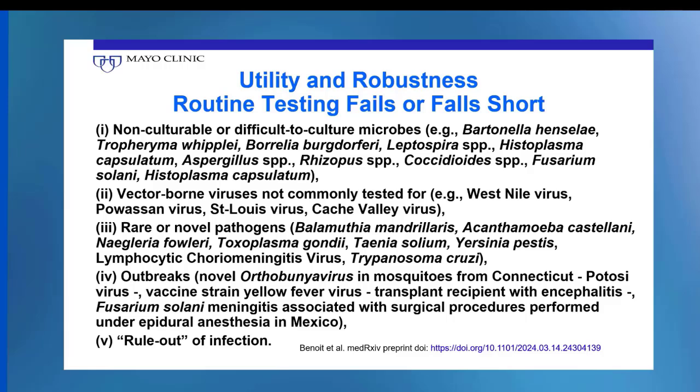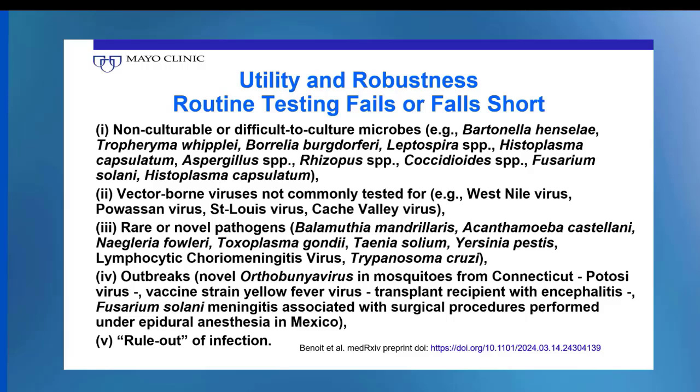The fourth is outbreaks, and I thought this was interesting as well. So they were able to find a novel orthobunyavirus in mosquitoes from Connecticut that's called Potosi virus. They also had CNS infection with the vaccine strain of the yellow fever virus in a transplant patient with encephalitis. And they were able to diagnose Fusarium solani meningitis associated with surgical procedures performed under epidural anesthesia in Mexico. And so these are maybe things that wouldn't have been suspected, but were able to be found and outbreaks identified.